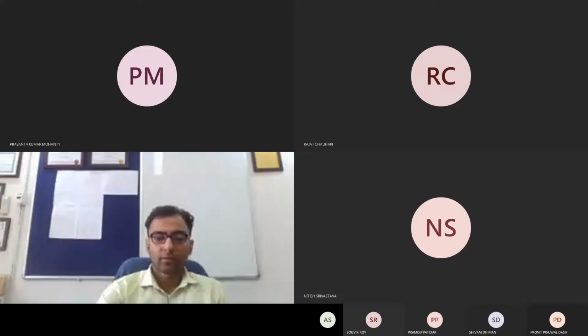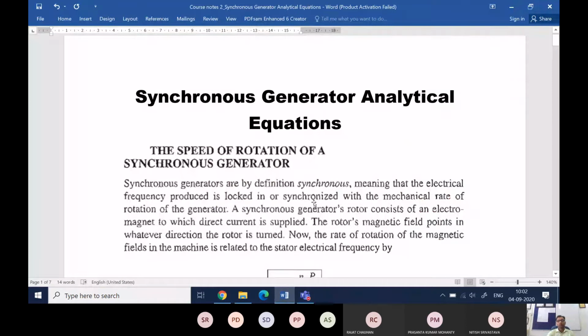Okay, so we will start today with some analytical equations, fundamental equations related to the operation of a synchronous generator, which will help us understand exactly how it is operating and also analyze the behavior in a given situation. So the first thing, let's look at the speed of rotation of a synchronous generator and how it is related to the frequency and the electrical quantities.